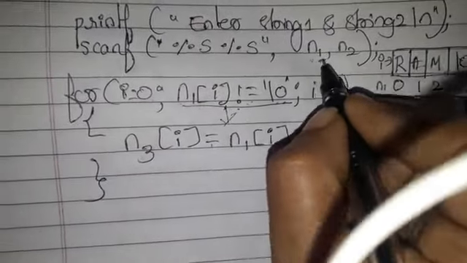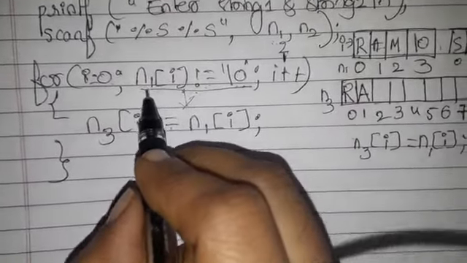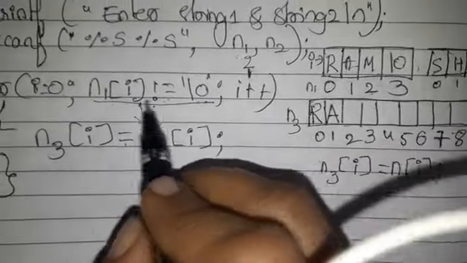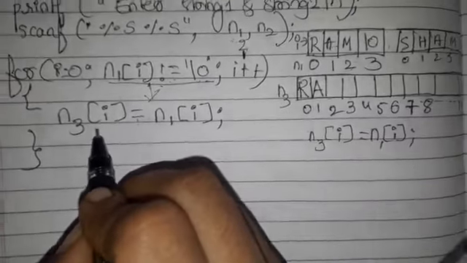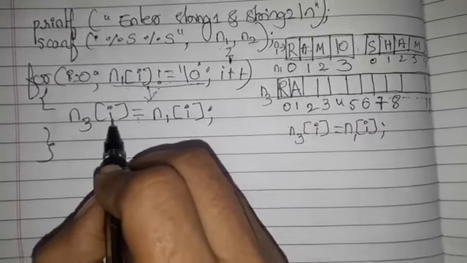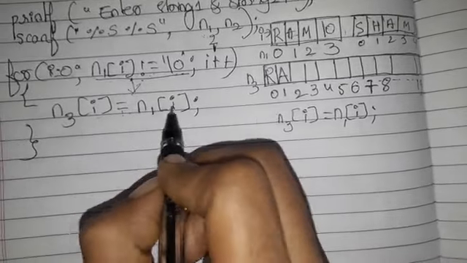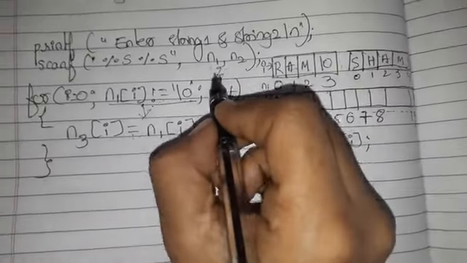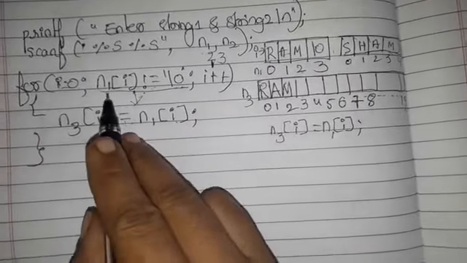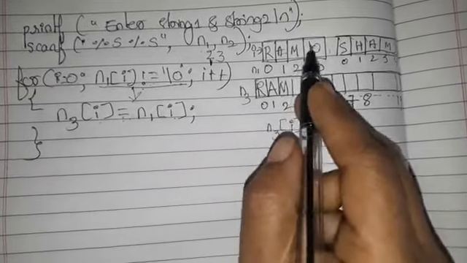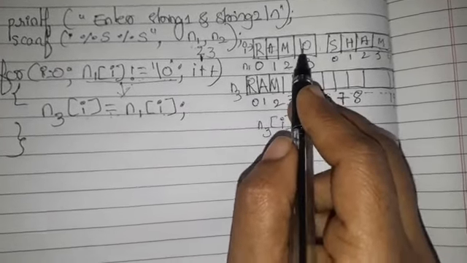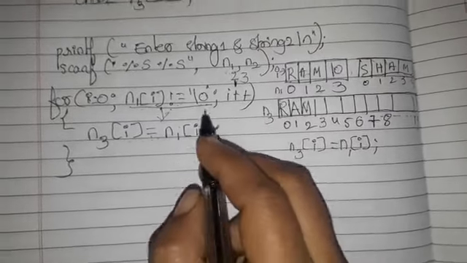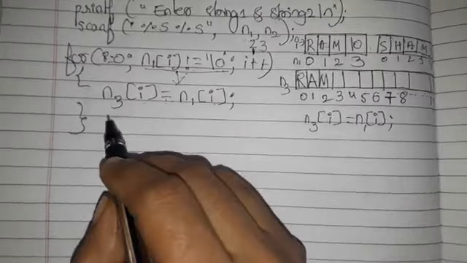Next, I plus plus, the value of I will become 2. n1 of 2 is not equal to null. What is n1 of 2? It is m. m is not equal to null. Yes, it is true. It will come inside. That is, n3 of 2 is equal to n1 of 2. So successfully I have got the value of m here. So I plus plus, it will become 3. And n1 of 3 is not equal to null. What is n1 of 3? Yes, it is null. Null is not equal to null. Obviously it is false. Once this condition becomes false, the loop will never execute again.